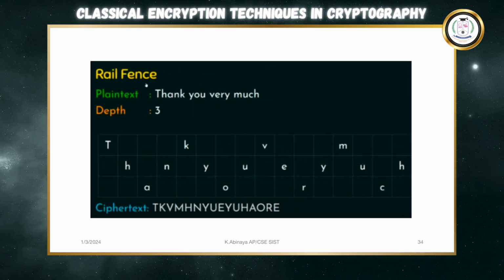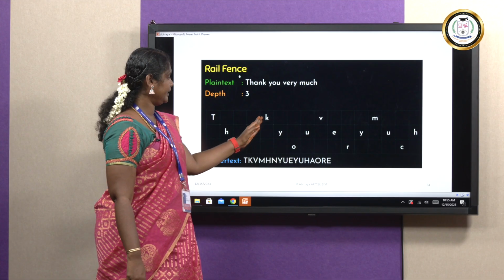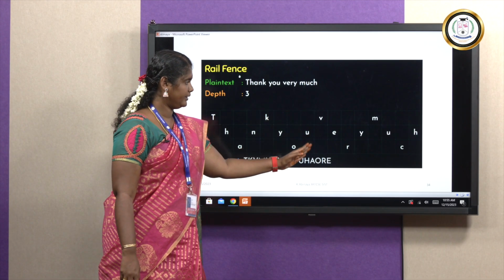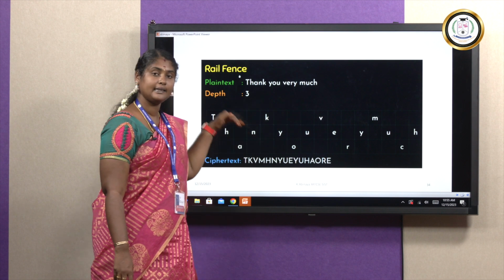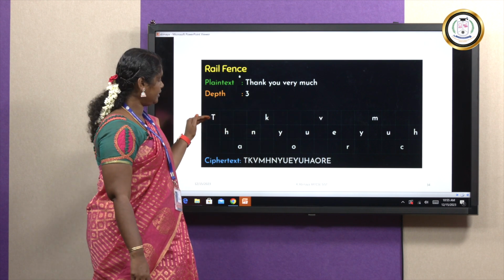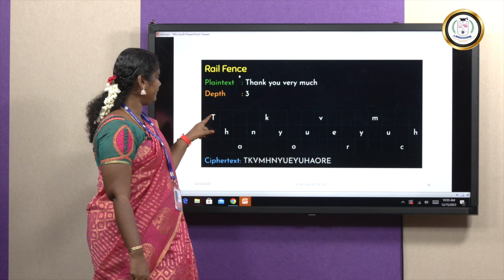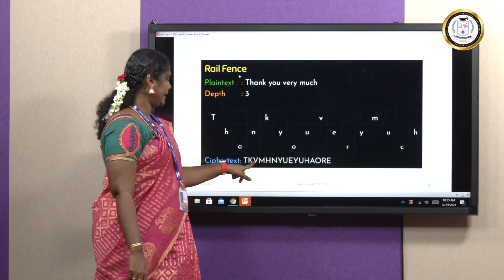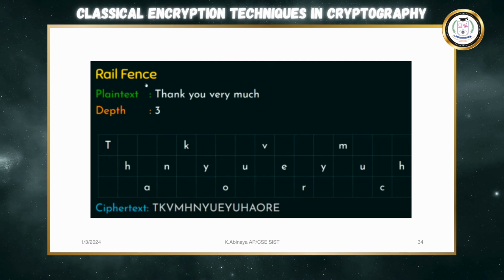So this is another model. If the depth is 3, take "Thank you very much", and write it in depth 3 in a zigzag way. Once written, take the first line letters: T-K-V-M. In the second line, the letters are H-N-Y-U-E-Y. So like that you need to write the data.